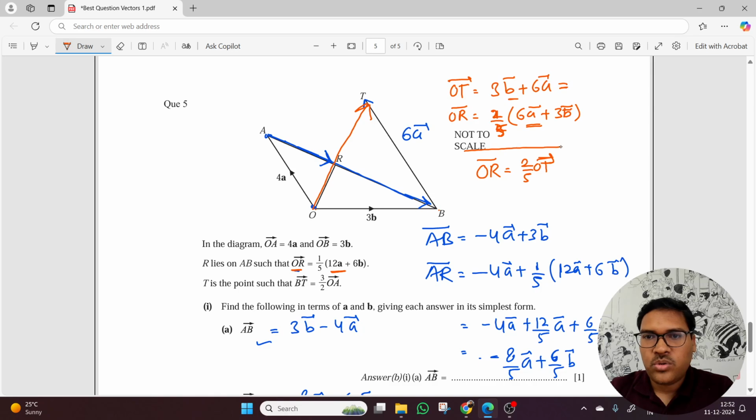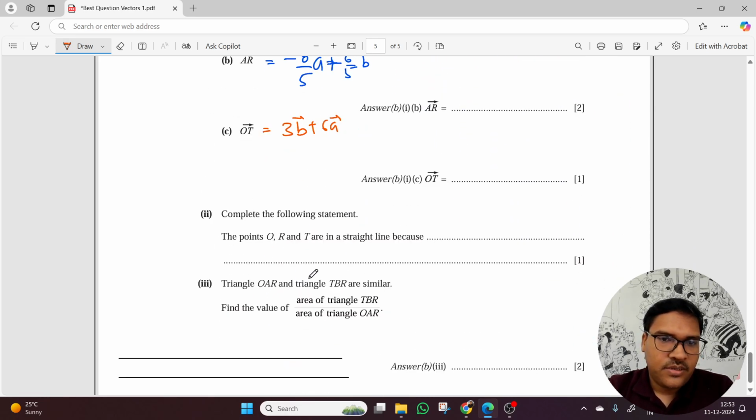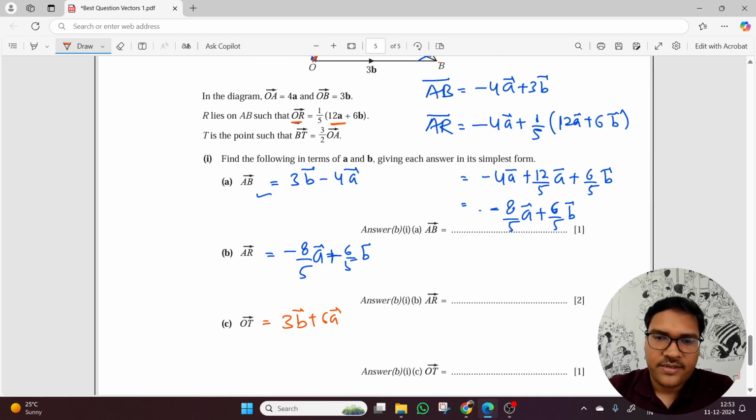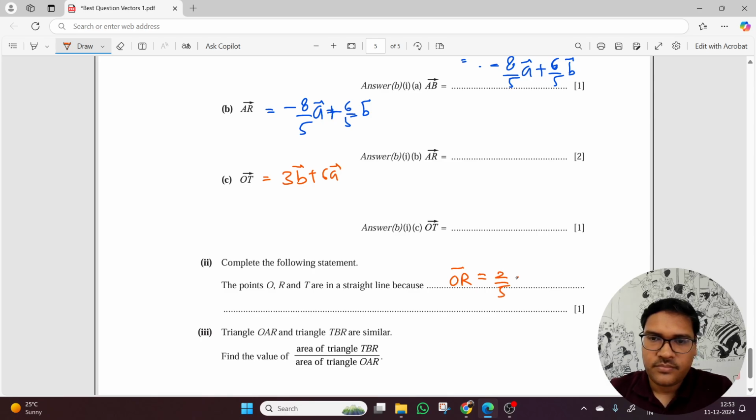Now what does this mean? OR vector is 2/5 of OT vector. That means their directions are the same, which means they will be collinear. Right? I hope this is clear. OR and OT vector are in the same direction, and that means they are collinear. So OR vector is 2/5 of OT vector. That is the reason, right?